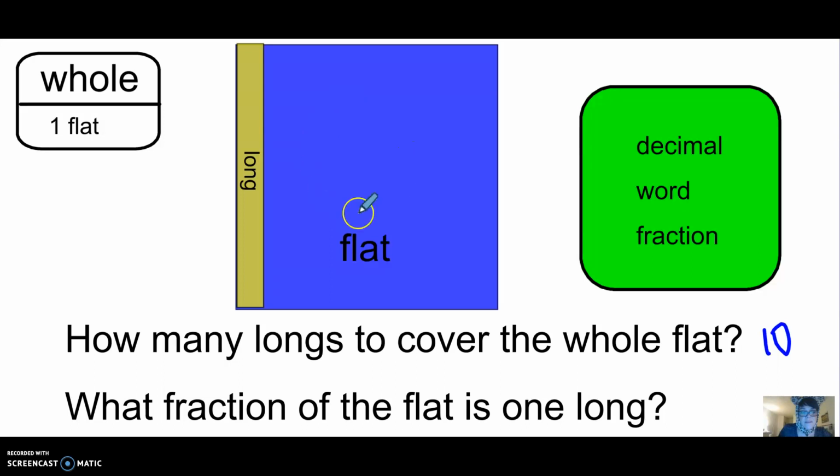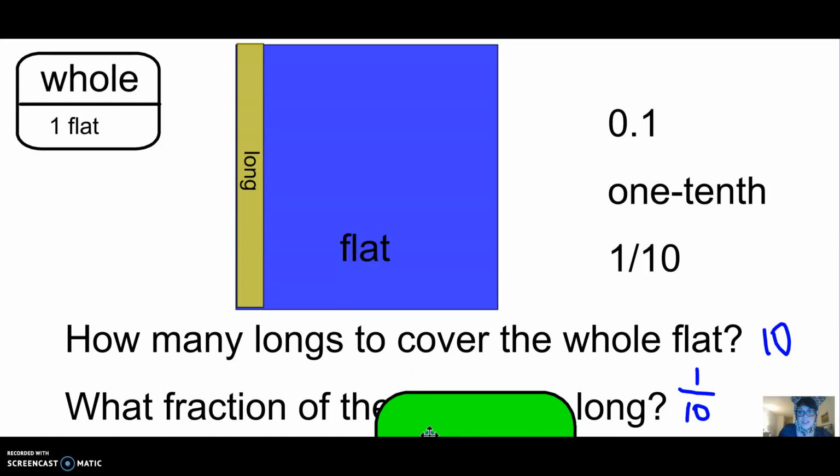What fraction of my flat is 1 long? It's 1/10. So let's talk about this as a decimal and a word and a fraction. 1 long is 1/10. 1/10 of my flat.